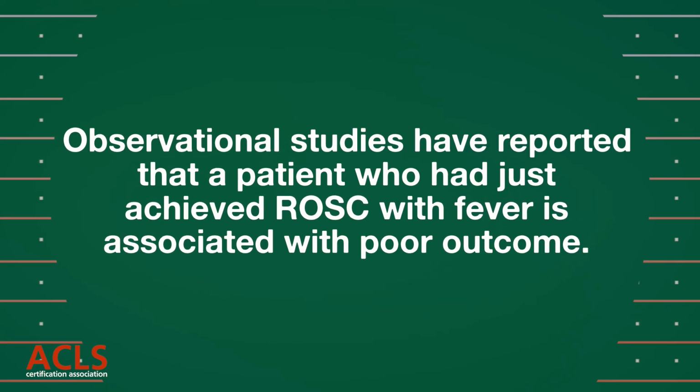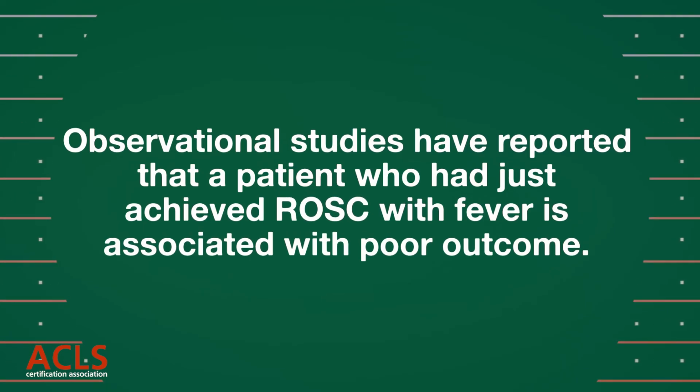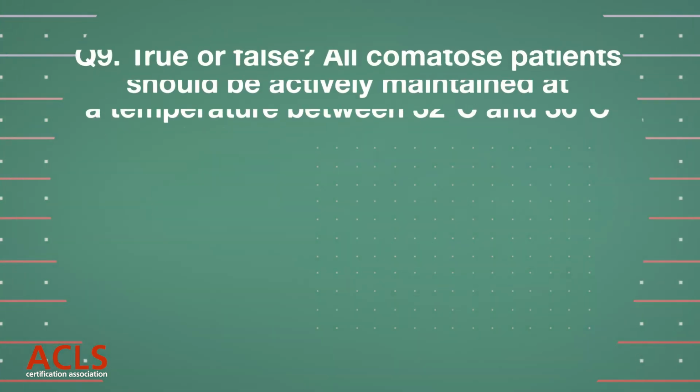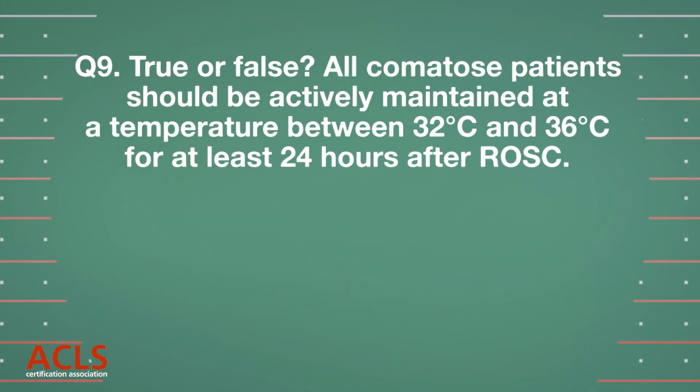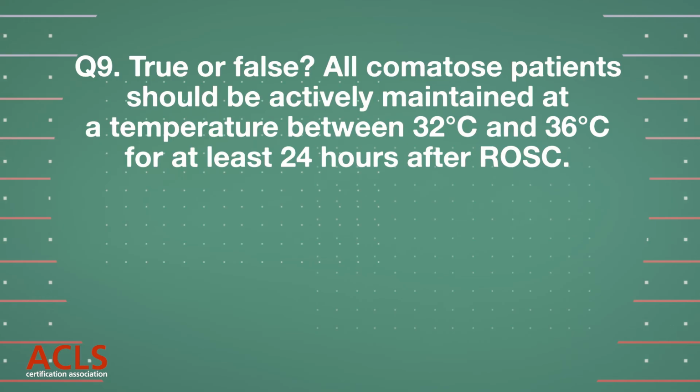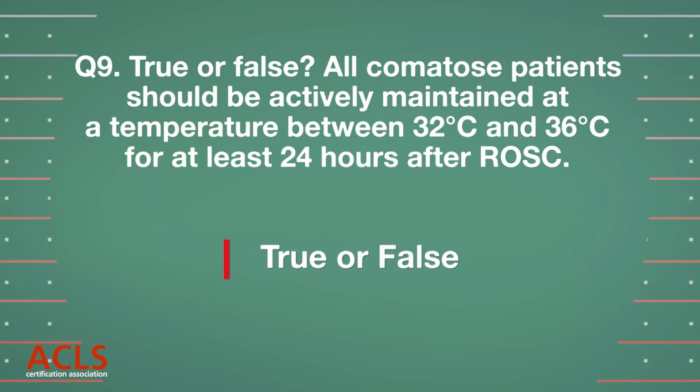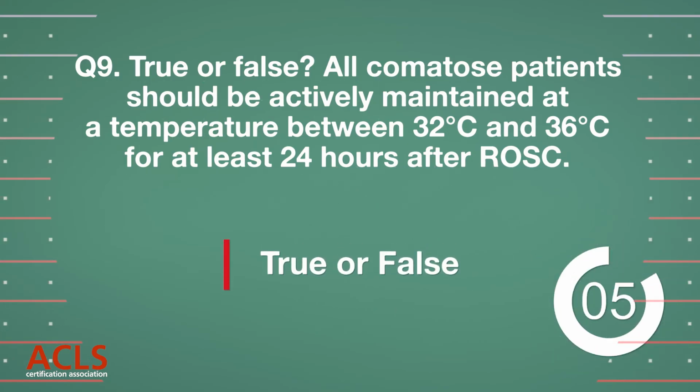Correct answer, true. Observational studies have reported that a patient who had just achieved ROSC with fever is associated with poor outcomes. True or false, all comatose patients should be actively maintained at a temperature between 32 degrees Celsius and 36 degrees Celsius for at least 24 hours.